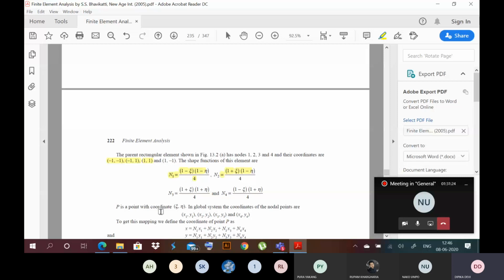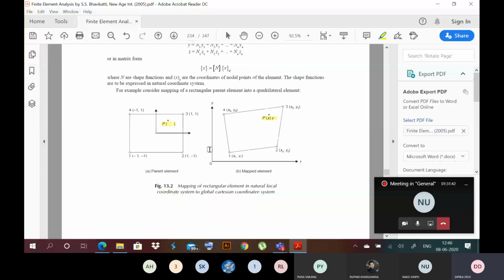Then node 3 has coordinate (1, 1). Therefore, N3 will be (1 plus xi)(1 plus eta) divided by 4. Node 4 has coordinate (-1, 1), so N4 will be (1 minus xi)(1 plus eta) divided by 4. So you can easily remember if you remember the coordinates, and you can remember the coordinates by drawing the element. Draw the xi coordinate and the eta coordinate, and start the node numbering from here: node 1, node 2, node 3, node 4. Then you can show the coordinates.